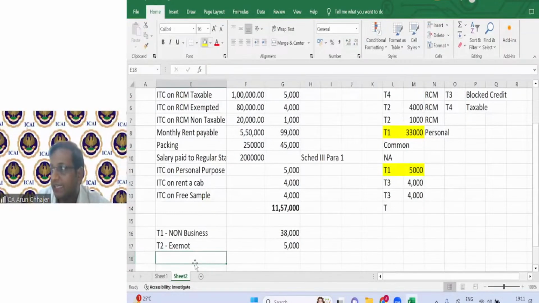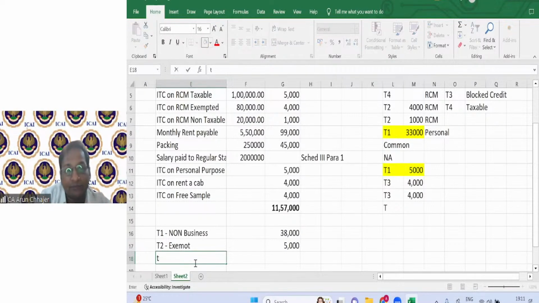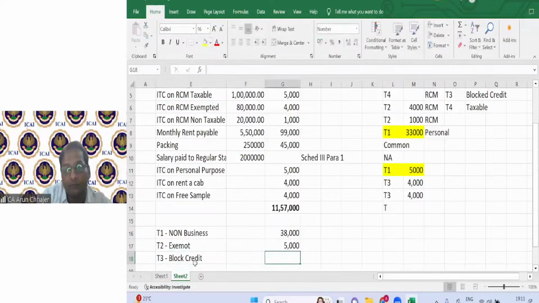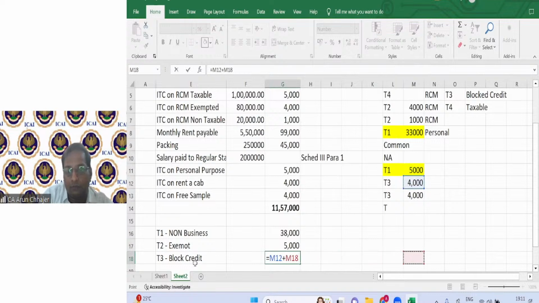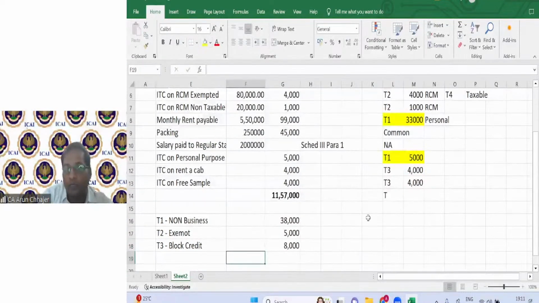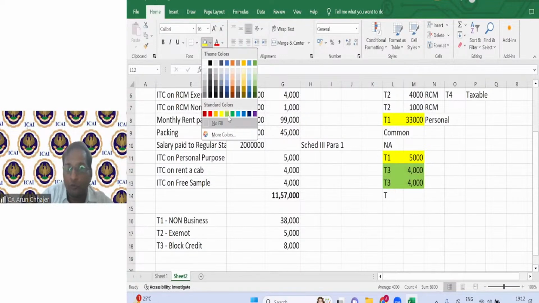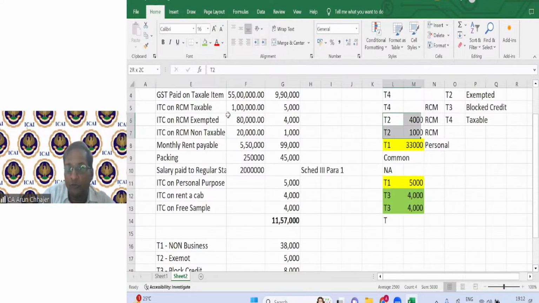Fine. Clear till here? No problem till here, right? Any doubt till now? No. T3, I can say it is block credit. So our T1 is used, T2 is also used, and T3 is also used.